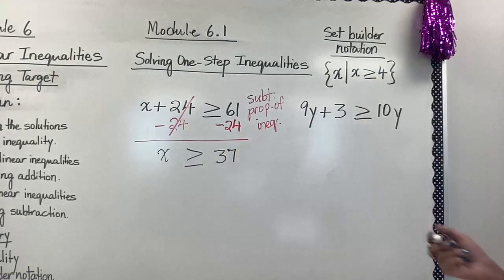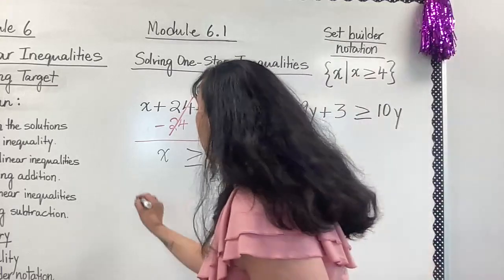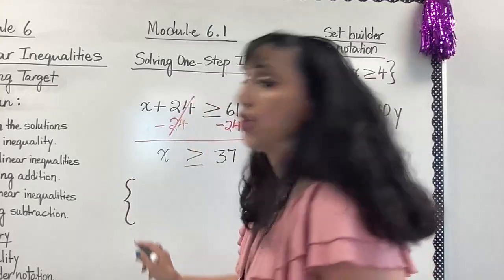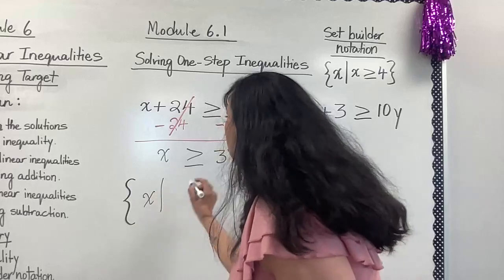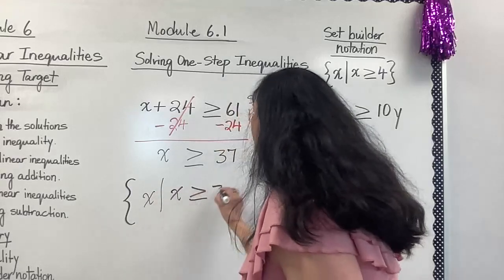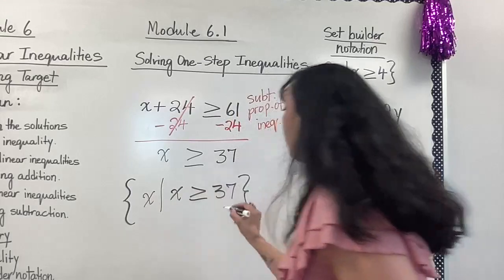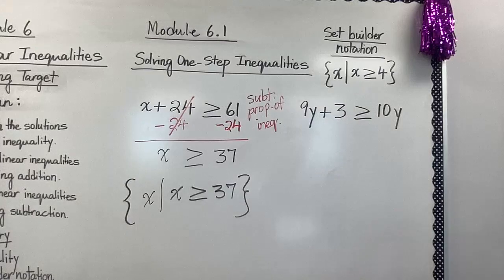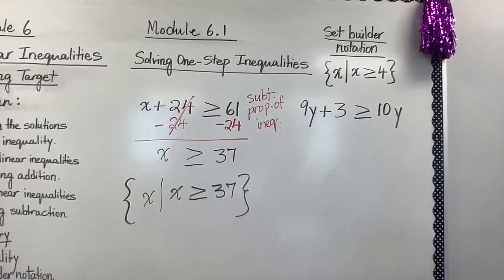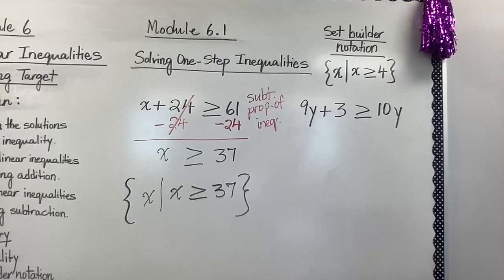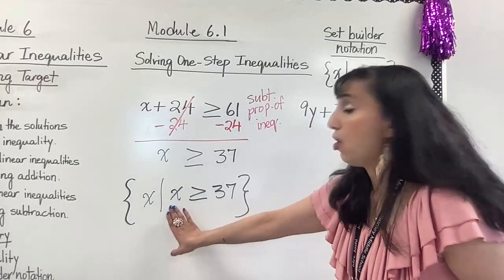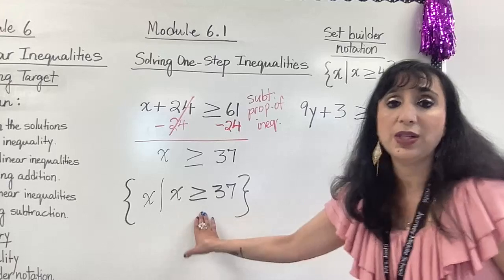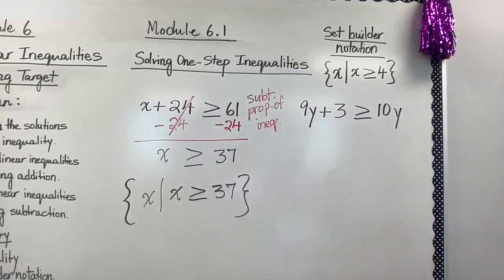So what is my solution set going to be? I'm going to write it like this. Here is my solution set, and I have x is greater than or equal to 37. And there is my solution set written out for this value. Which basically is the set of all numbers x such that x is greater than or equal to 37. And that's what this means.